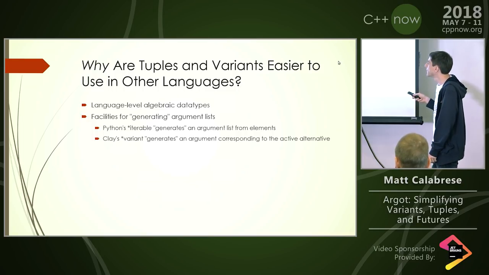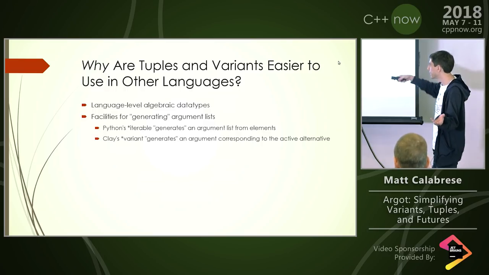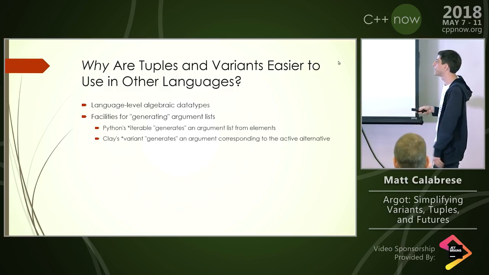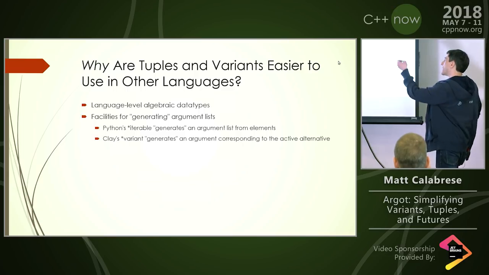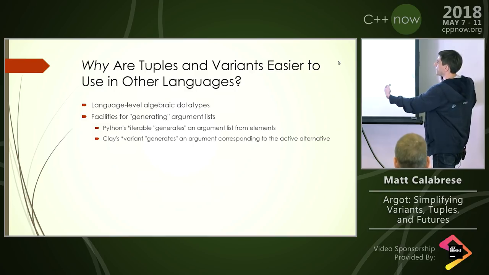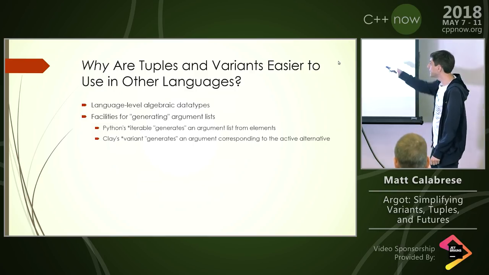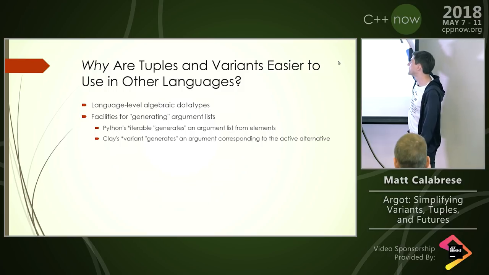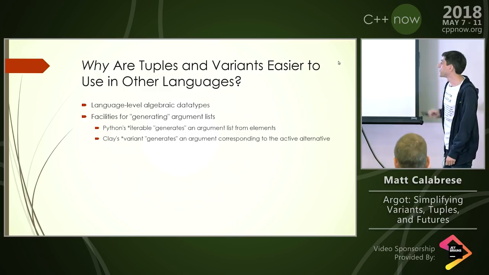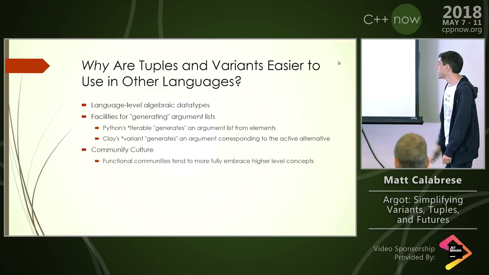Like in Python, if you have an iterable and you just use an asterisk, it generates an argument list from all of the underlying elements. And similarly in Clay, as we saw, you can do the same exact thing with a variant. It passes along the alternative. These are just abstractions for saying, I have this one expression, and I want to expand that single expression out to separate arguments. So you can hypothetically provide these facilities in a language like C++, even if you do not have built-in support for algebraic data types. The other problem is just simply community culture.